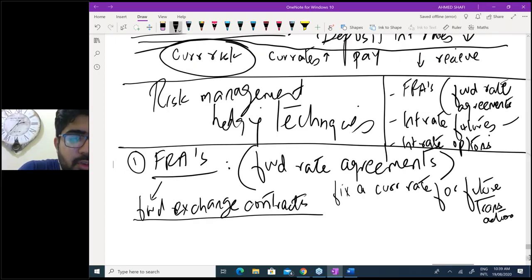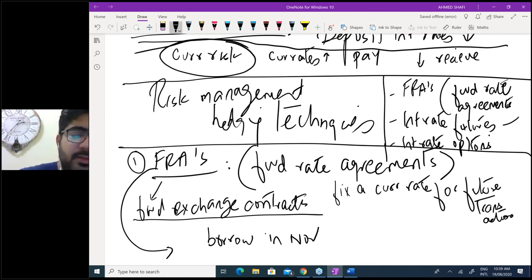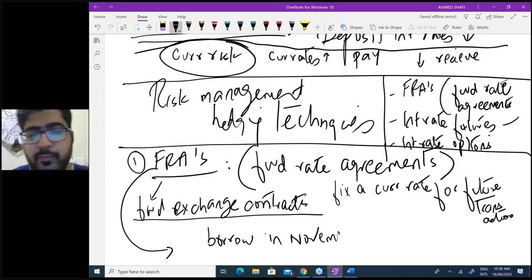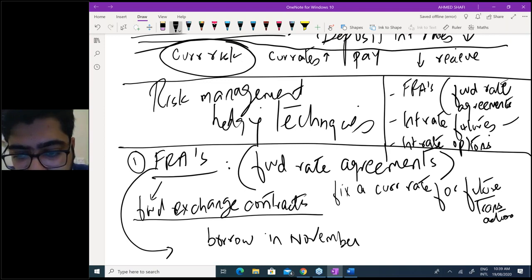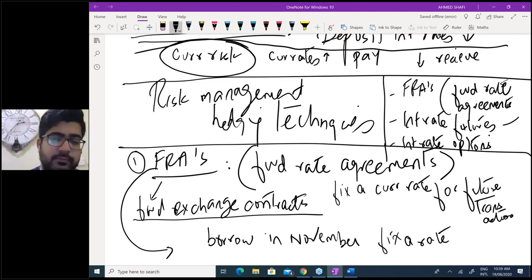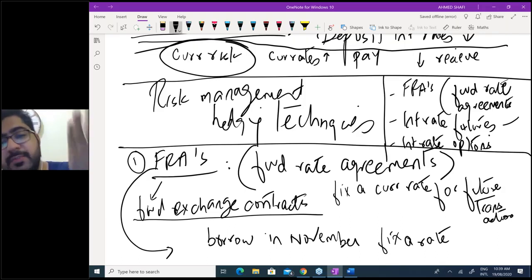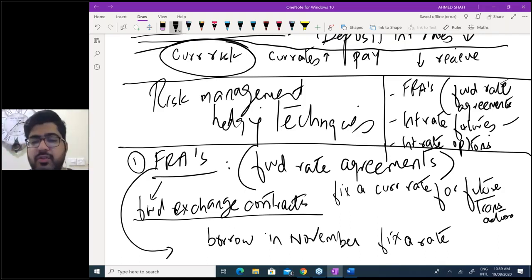Okay. In FRA, let's suppose you plan to borrow in November. What is the risk? The interest rates may go up. You fix a rate. Let's suppose you are afraid that interest rates may go up. You fix a rate with a financial institution or bank. Let's suppose you lock the rate at 10%. This is FRA. That rate is fixed.